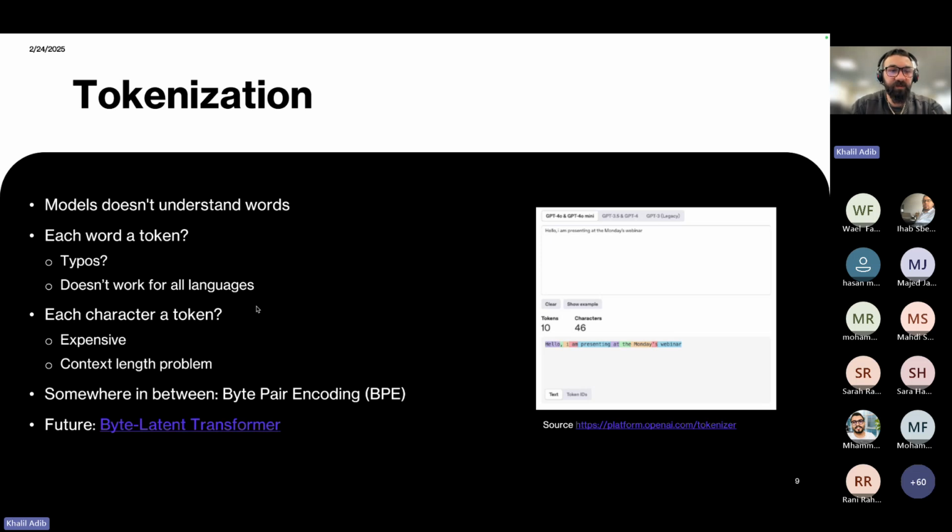The reason is that autoregressive models try to predict the next token one at a time. On the screen, you can see: hello, I am presenting at the Monday webinar. The LLM will take H and try to predict E, then try to predict L, then L again, and O, and so forth, which is not good. It's going to take a lot of time for inference and a lot of money.